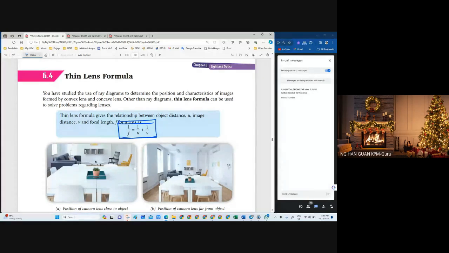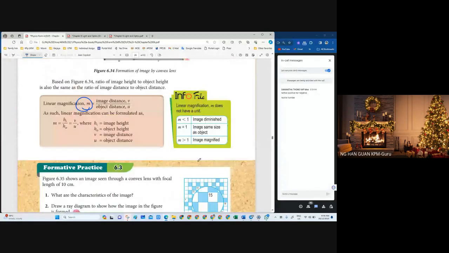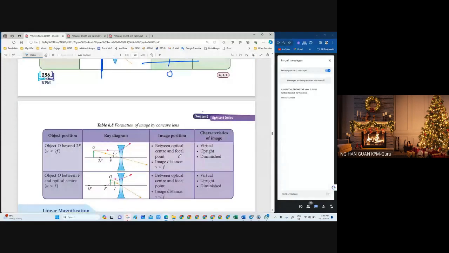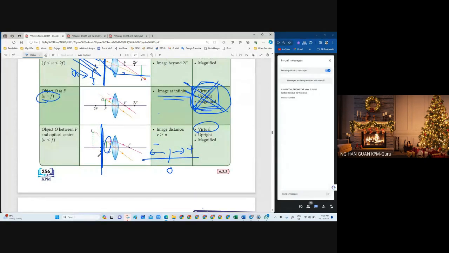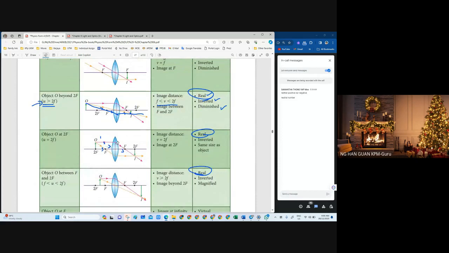Now I'm going to teach you one shortcut to know the characteristic of the image, for either concave or convex lens, without drawing the ray diagram. You can use it to confirm your characteristic of the image when you are not sure about your drawing. Or in Paper 1, without the drawing, you can still answer the characteristic of the image by calculation only. So how are we going to apply it? You can refer to this table to compare the characteristic of the image.